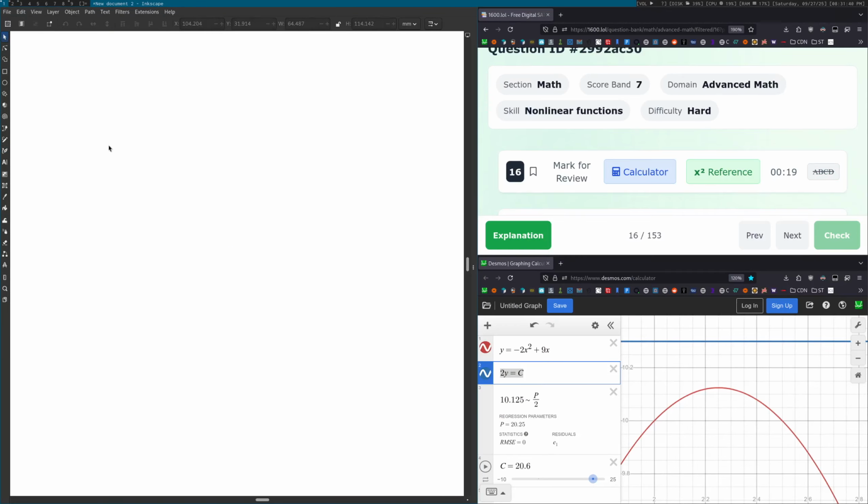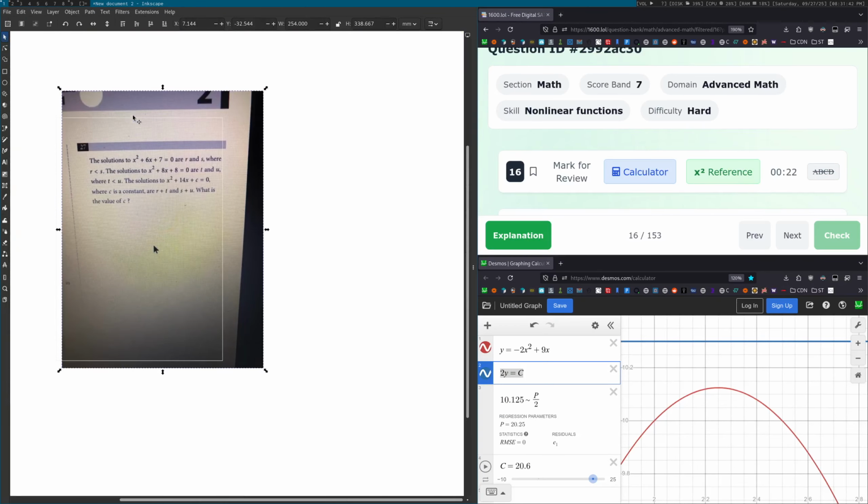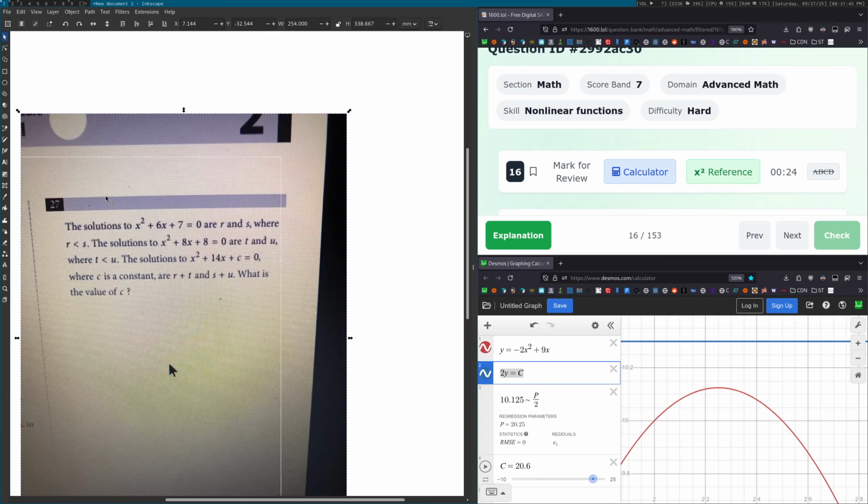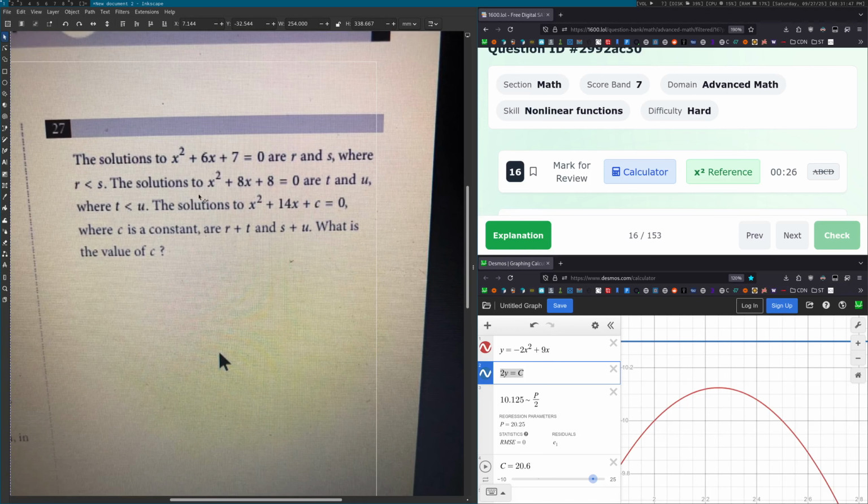And this was going to cover a trick that isn't very well known. They're called Vieta's formulas. So let's do this. The solutions to x squared plus 6x plus 7 are R and S, where R is less than S. The solutions to x squared plus 8x plus 8 equals 0 are T and U, where T is less than U. And the solutions to x squared plus 14x plus C, where C is a constant, are R plus T and S plus U. What is the value of C?